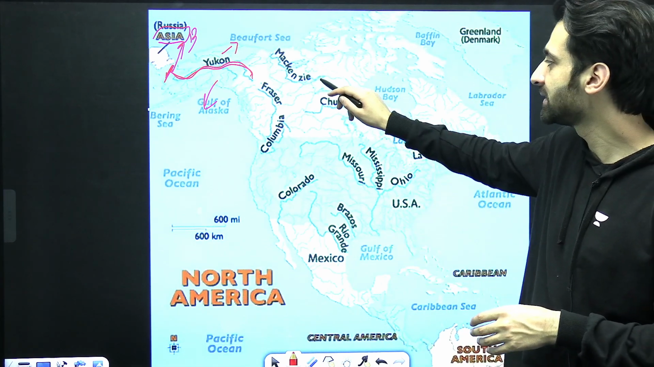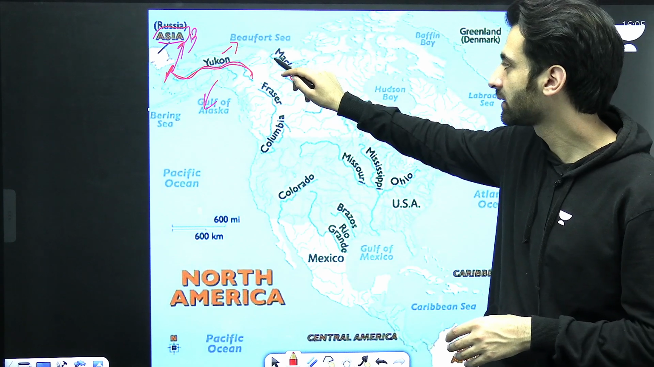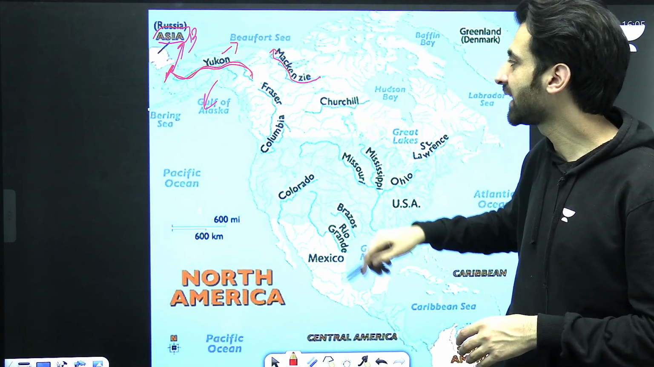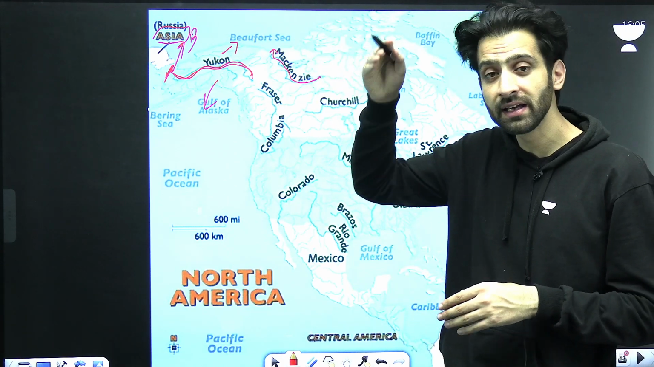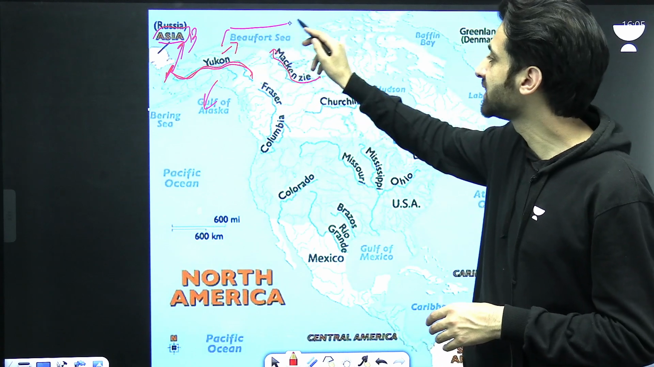Then you will have the Mackenzie River here. This is the Mackenzie River. It is the longest in Canada. It flows through Canada and drains into the Beaufort Sea.